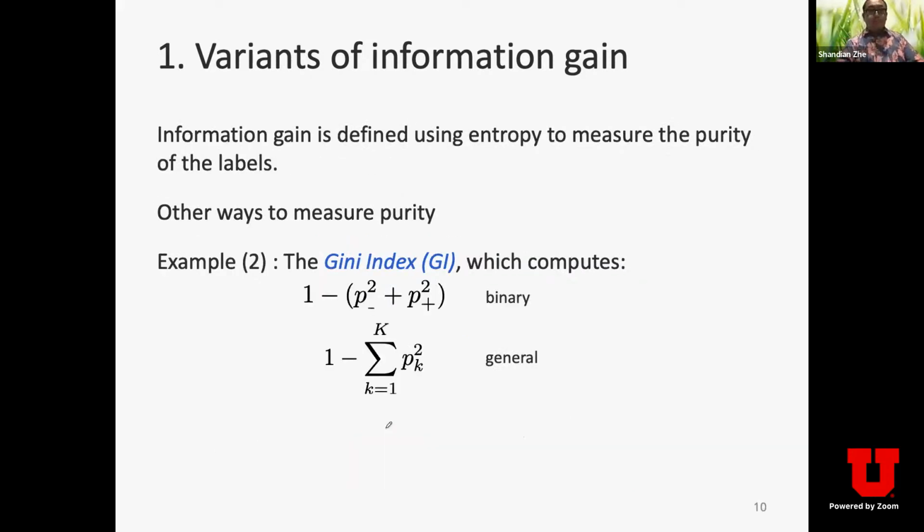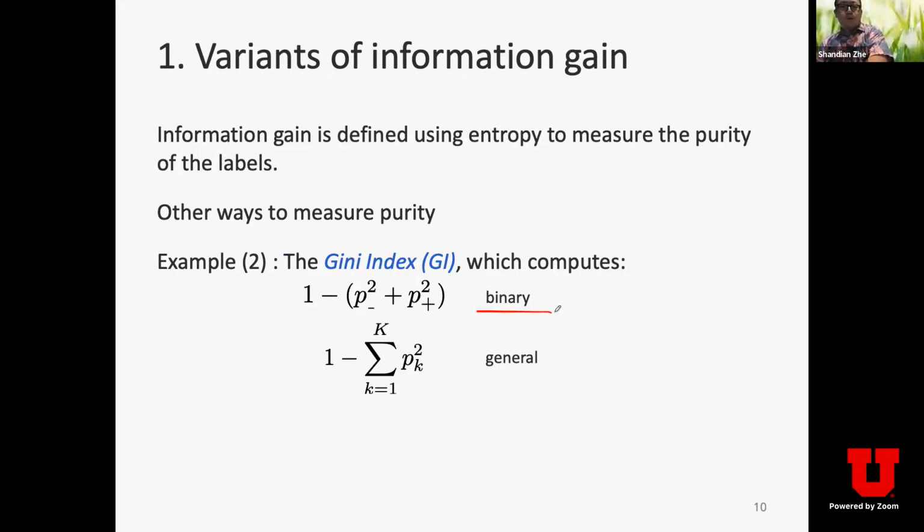Okay, so in practice, another commonly used variant is called Gini index. Actually, Gini index in practice perhaps is even more popular than information gain. Okay. So what is the definition of Gini index?